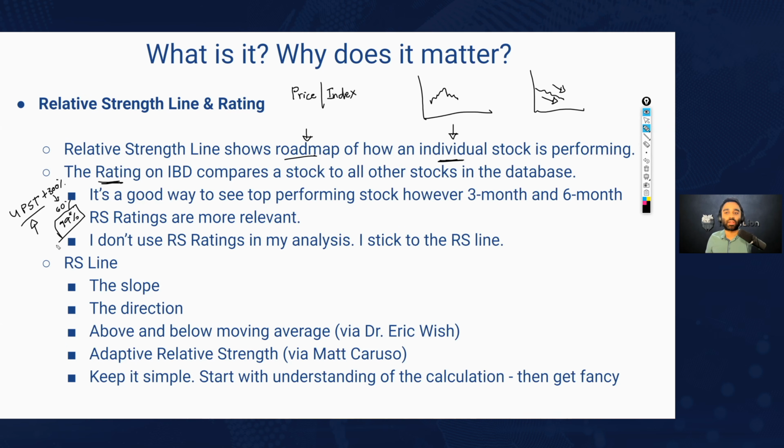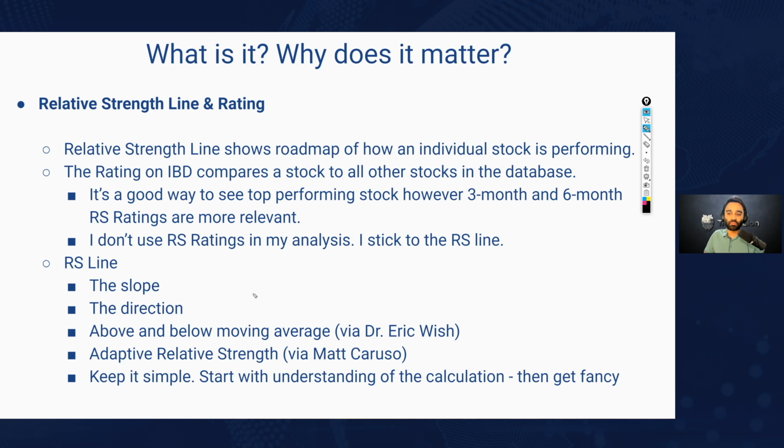They can have an RS rating of 999. With respect to the RS line itself, I'm looking at the slope. So if we're trending upwards, that means the stock is consistently outperforming the markets. I'm looking at the direction. So if on a net basis it's choppy, but it's still going up, that means the stock is continuing to outperform. And then there are two variants of this basically out there.